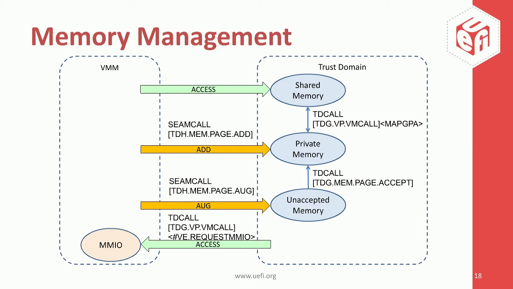The last type is MMIO emulated by the VMM. The MMIO cannot be accessed by the TD directly like a physical memory. The TD must use a TDCALL or request MMIO to access that. If the TD accesses the MMIO directly, a #VE will be triggered, and we may use a VMCALL to access MMIO in this #VE handler.